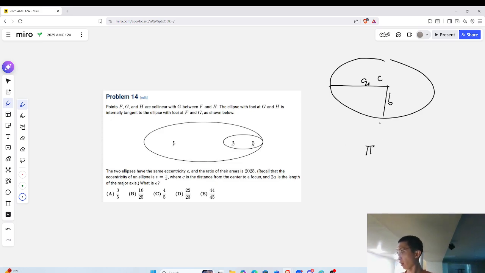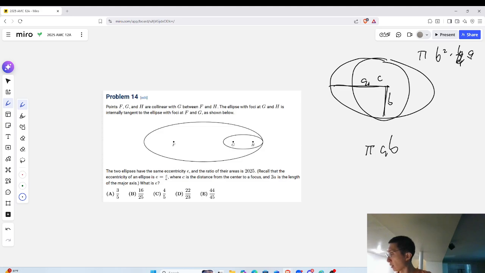The area of an ellipse is just pi AB, where A is this and B is this. You can see this because it's just a circle with radius B, which has area pi B squared, scaled by a factor of A over B, so pi AB. You can think of an ellipse as a stretched circle. So this will be our formula.